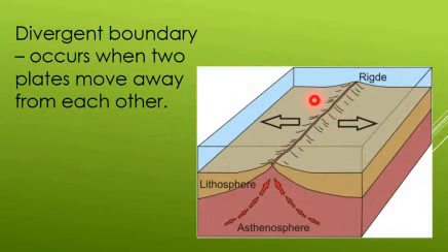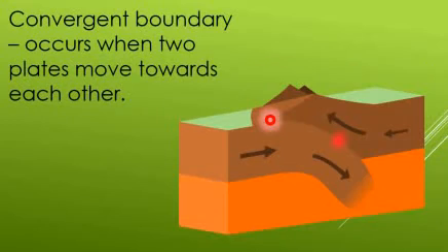And then, we have also what we call divergent boundary, wherein humihiwalay sa bawat isa yung ating mga plates. And then, last is the convergent boundary. Kung ang divergent boundary ay naghihiwalay, sa convergent boundary naman, it occurs when two plates move towards each other. Nagmo-move papunta sa bawat isa, nagbabanggaan, nagkikiskisan.